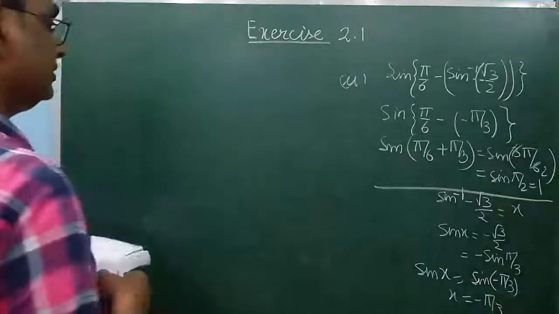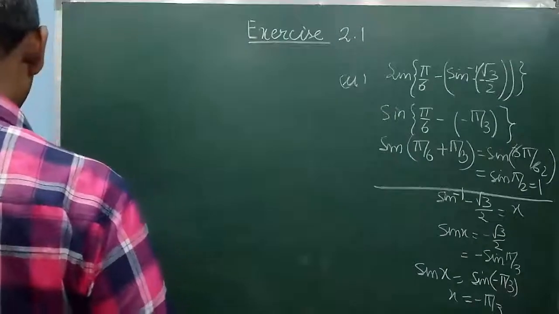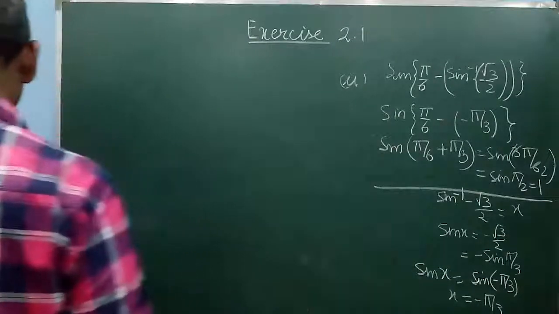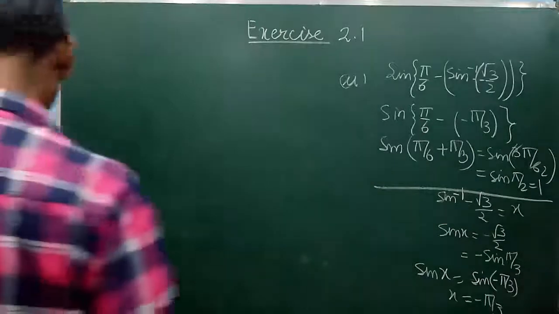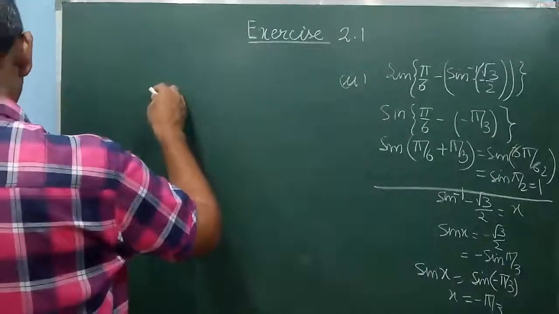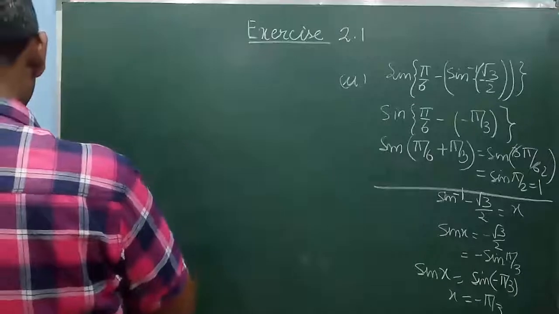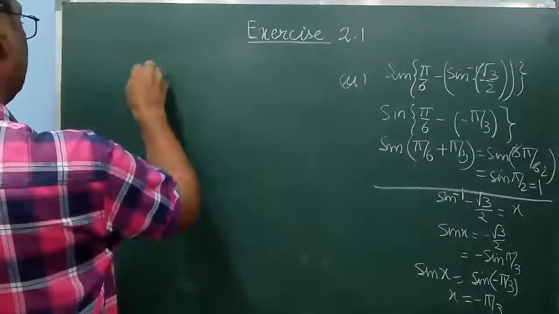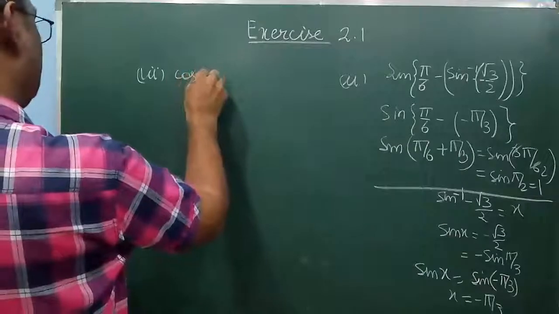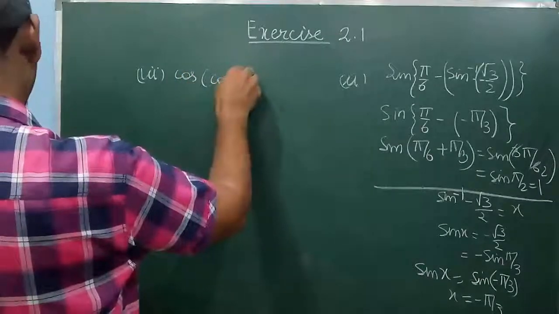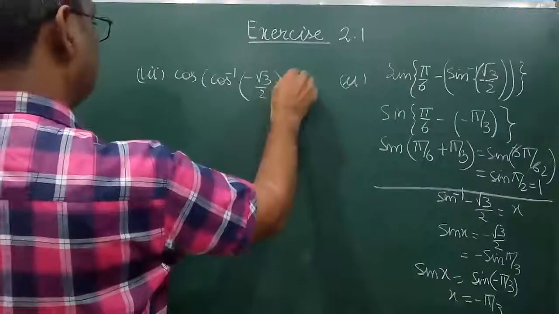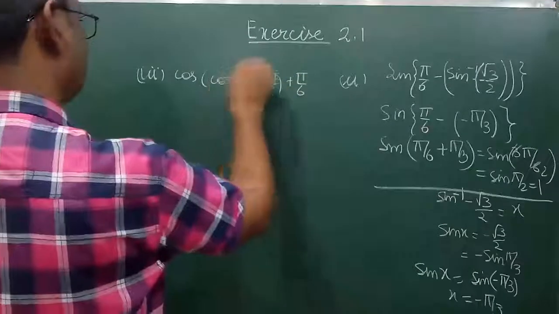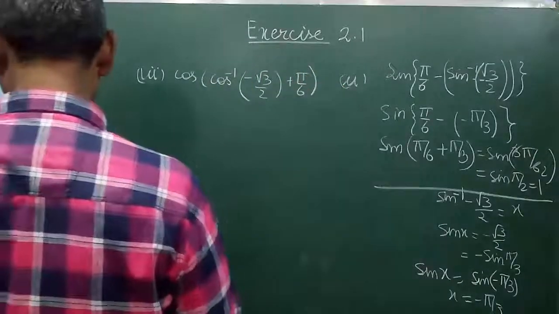Now we will be doing the next question. See here. Now the third part, cos inverse minus root 3 by 2 plus pi by 6. This one we have to solve.